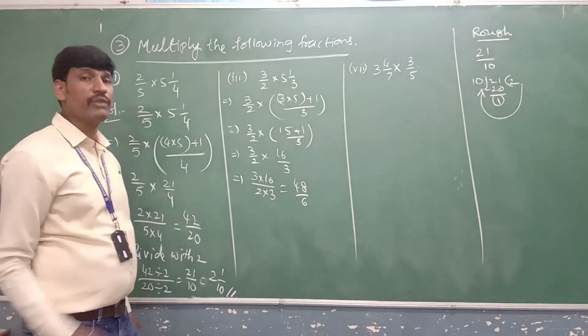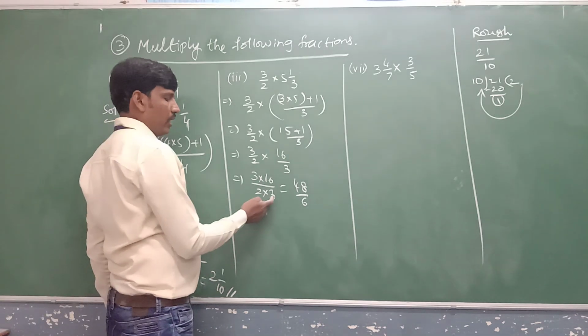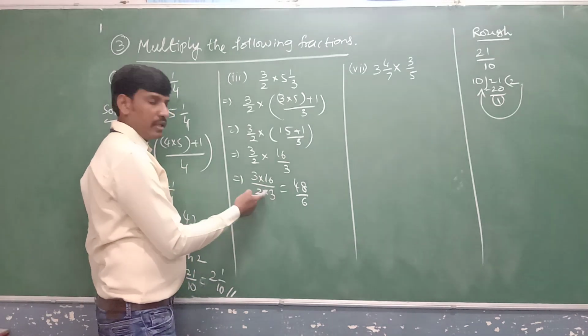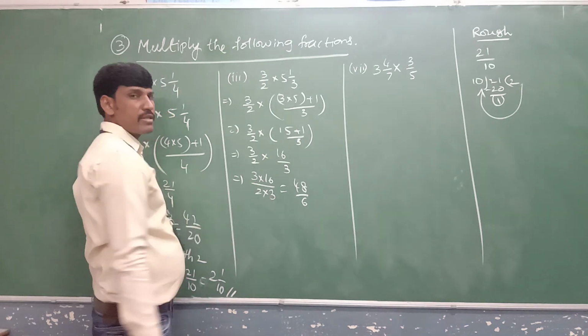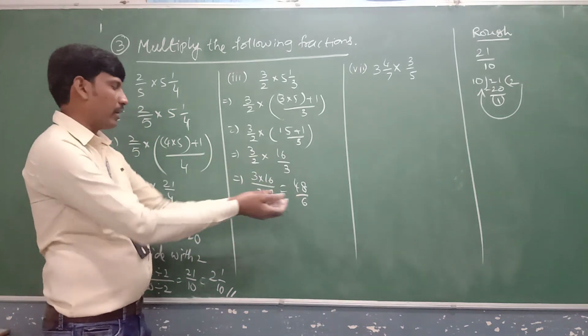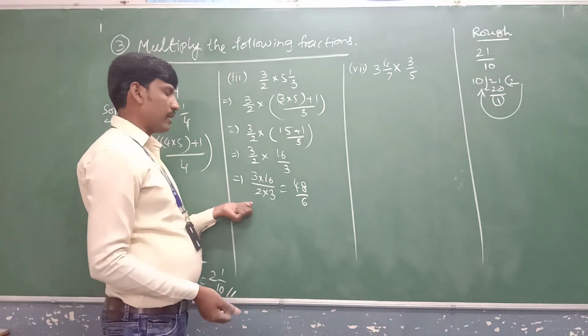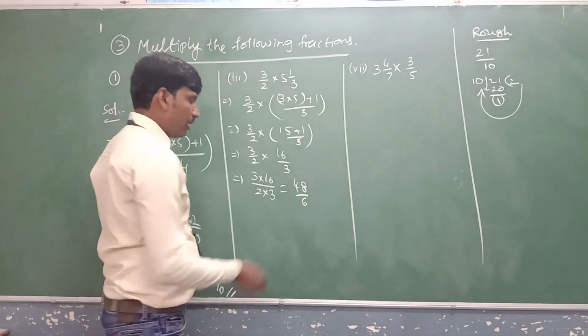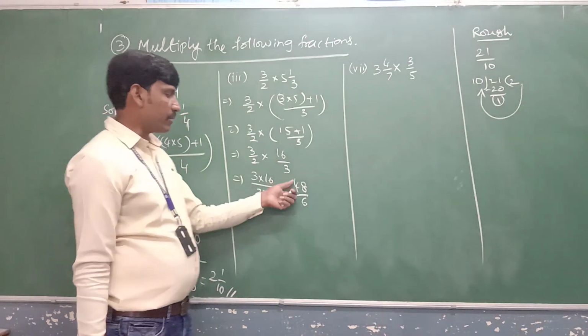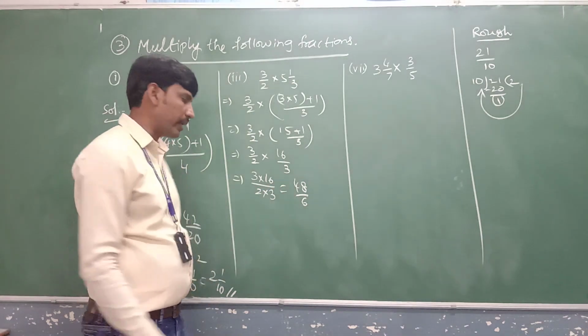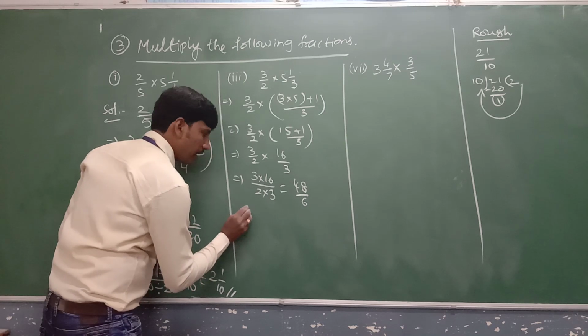Clear? Otherwise, if you have any idea, you can cancel both 3 and 3, and 2 and 16 also. If you cancel also, you get the same answer. I hope some people are getting confused by doing cancellation, that's why we are doing division. Now 48 by 6. See, both are even numbers. So 48 is a multiple of 6. 6 8s are 48. So divide with 6.